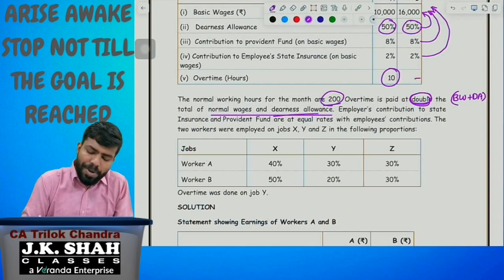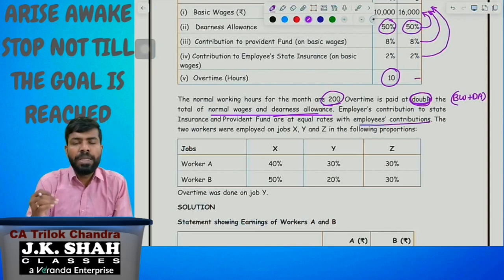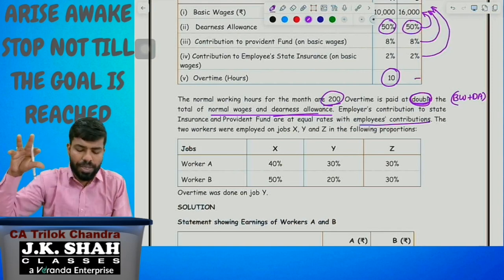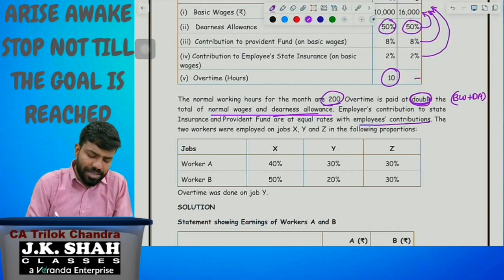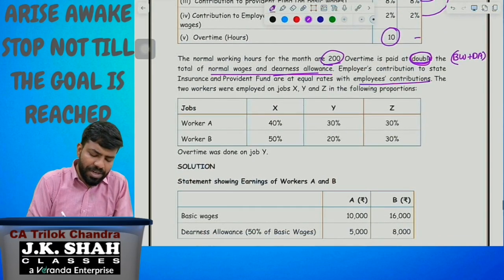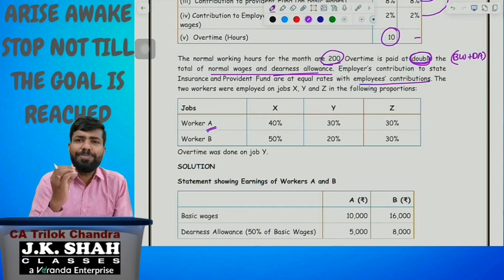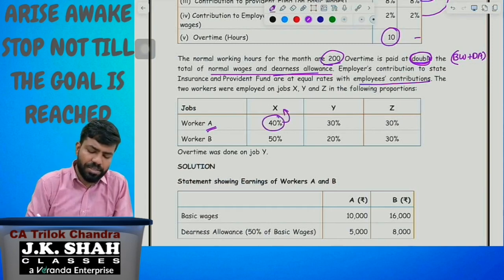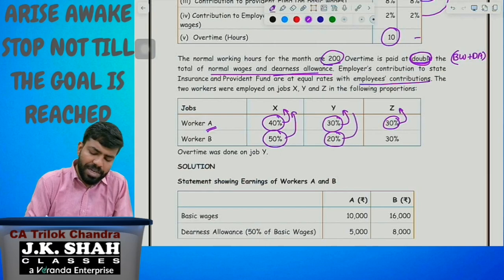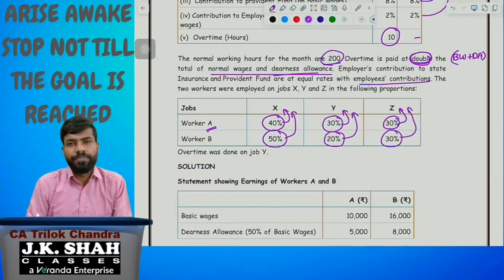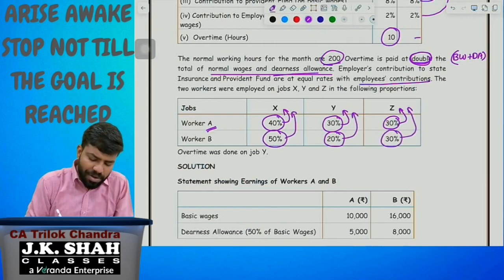Employers' contribution to state insurance and provident fund are at equal rates with the employee contribution. This point states that employer contribution is exactly equal to employee contribution. The two workers were employed in jobs X, Y, and Z in the following proportions. Worker A spends 40% of the time on X, 30% on Y, 30% on Z. Worker B spends 50% on X, 20% on Y, and 30% on Z.